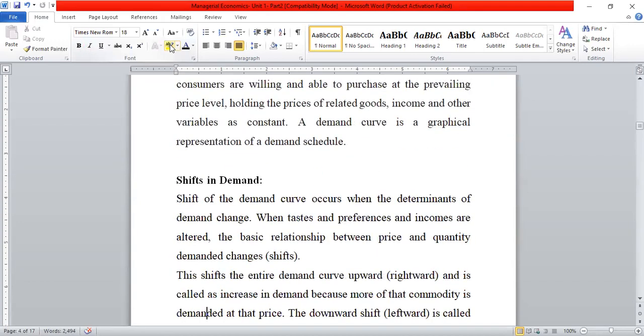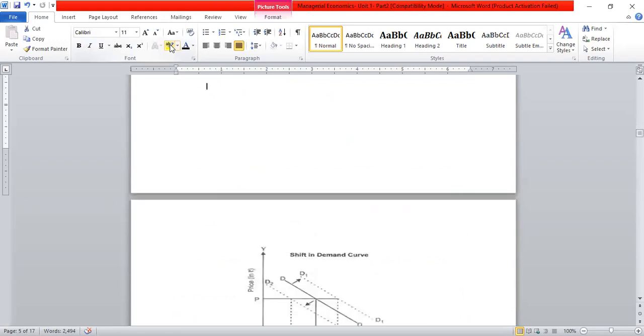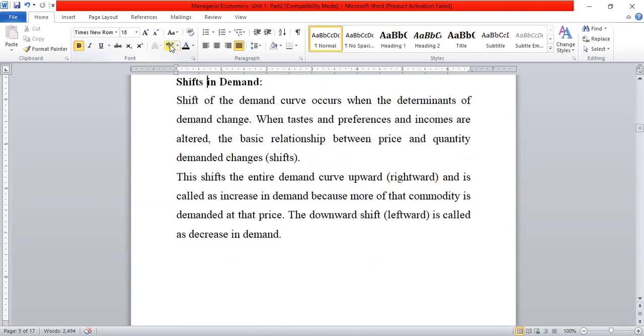Next, shift in demand. What is shift in demand? Shift in demand simply means change in demand. That means when the determinants of demand change. What are the determinants of demand? Price of the products, price of the related products, taste and preferences of the consumers.